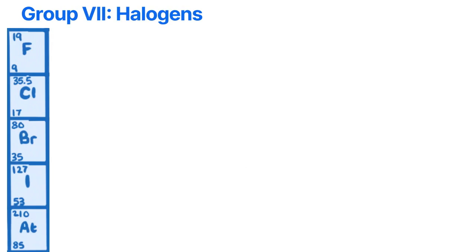Now, let's look at Group 7, the halogens. These are non-metals that exist as diatomic molecules, meaning they go around in pairs.